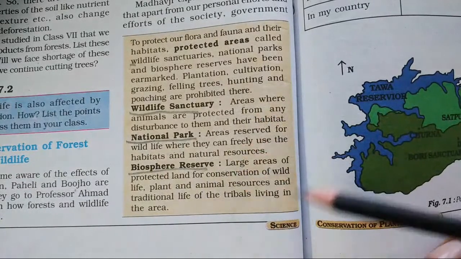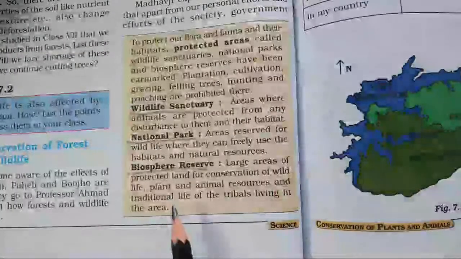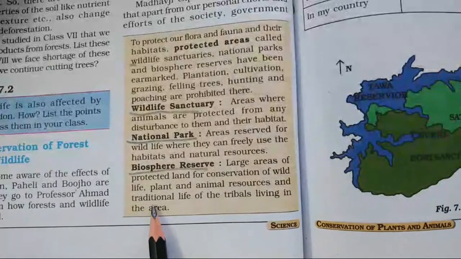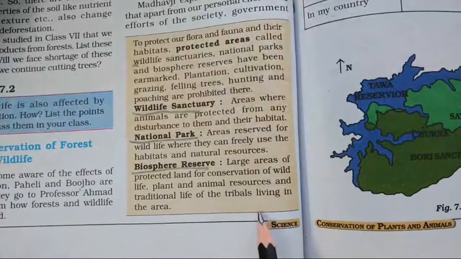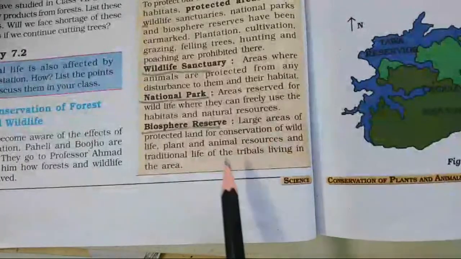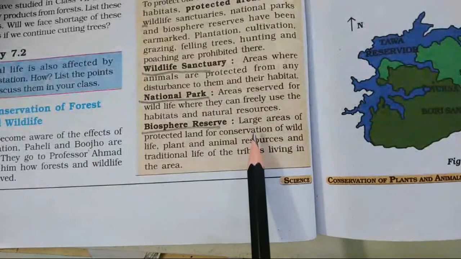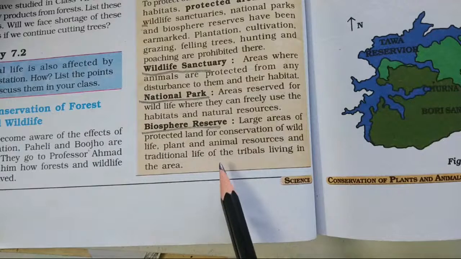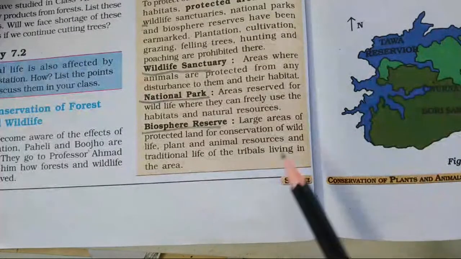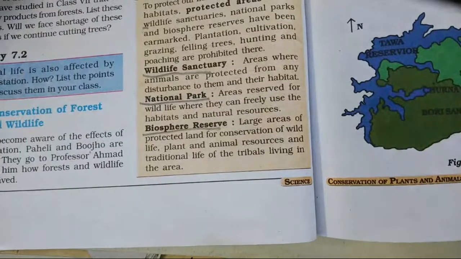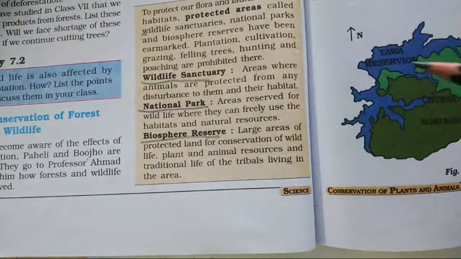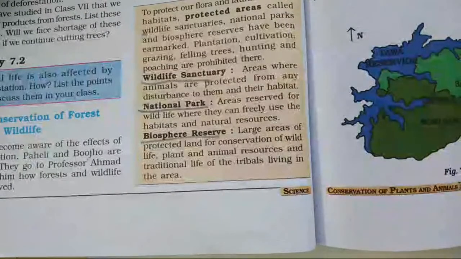And the biosphere reserve is a large area where the wildlife, plants, animals and the life of the people are protected. People means the people who are living in the forest, so they are named here as the tribals. They live together and they are the people who are living in this area. They are not allowed to leave the place. So that is a biosphere reserve. We will discuss the biosphere reserve in the next part. So these are the protected areas which are normally set up by the government to protect the wildlife.